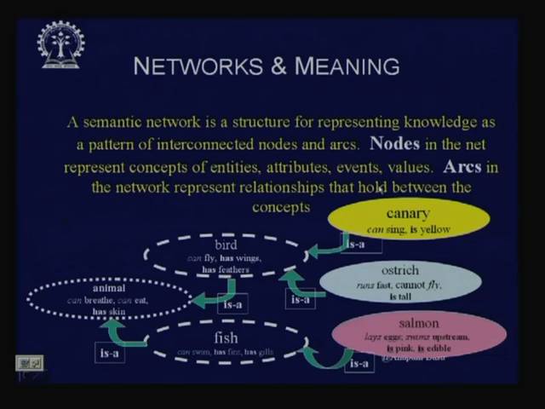Nodes in the semantic net represent concepts of entities, attributes, events, values, many things. Arcs in the network represent relationships that hold between concepts. So, arcs are denoting relationships. Till now, we have shown only one type of relationship, that is easy. But this part probably requires a little bit of explanation. Because I can also draw a semantic net in this way.